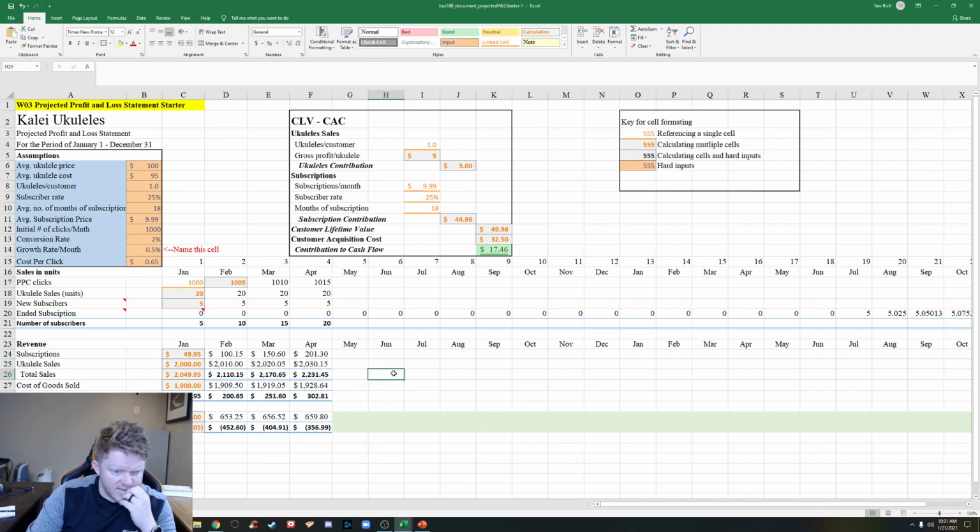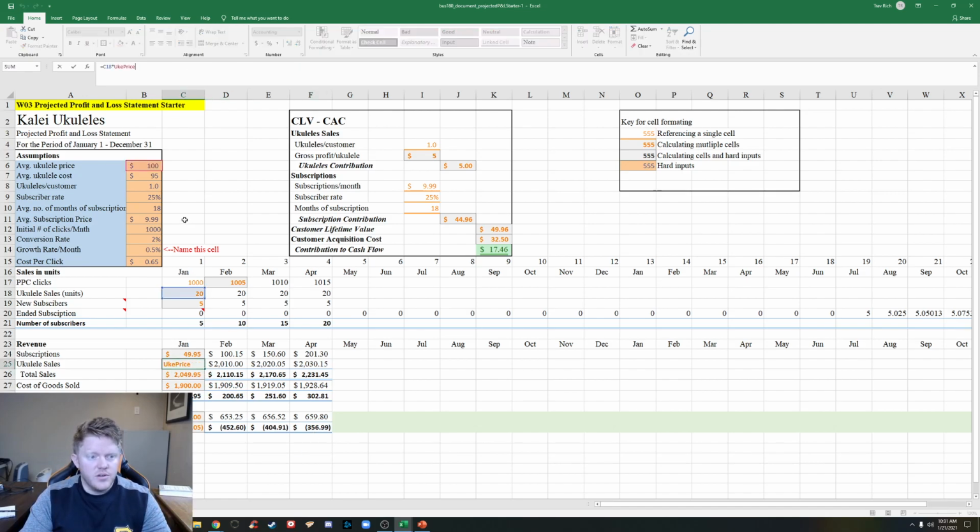Okay, so that should be correct now. Did that actually fix it? Yep, that fixed it. Okay, so I see one misclick and your model's wrong. So this is the correct way. What happened was instead of referencing uke price, I had referenced ukulele sales. So that's how you do it, and then you just drag it all the way down. If you have any questions, please reach out to me.